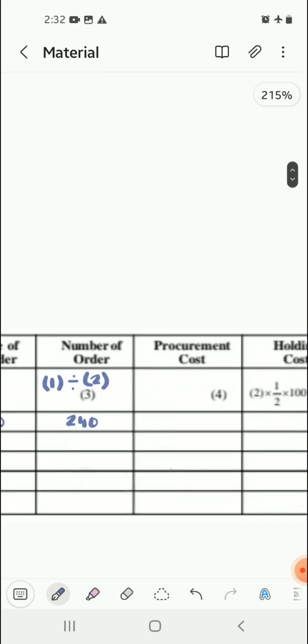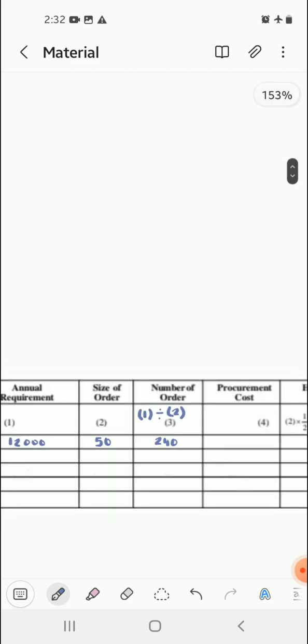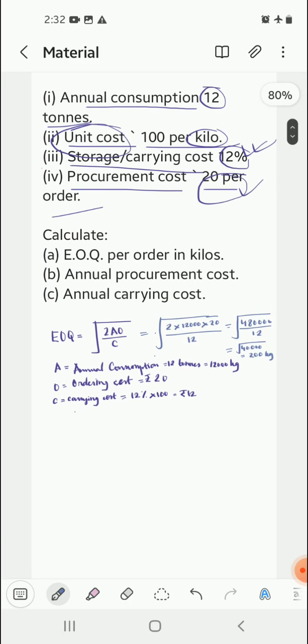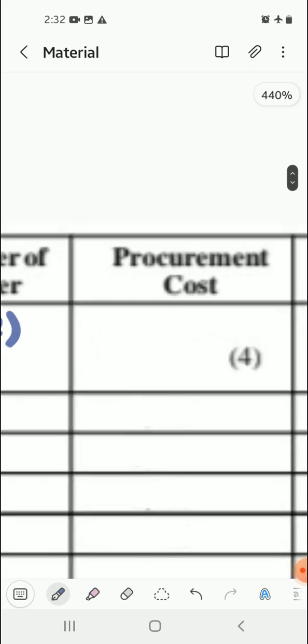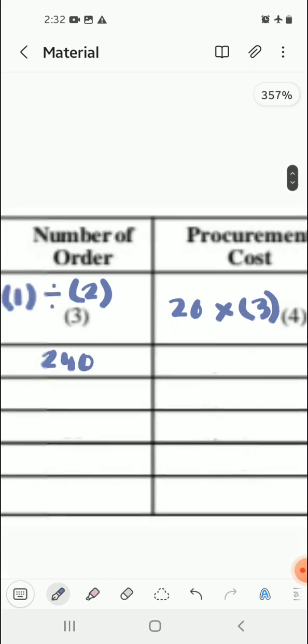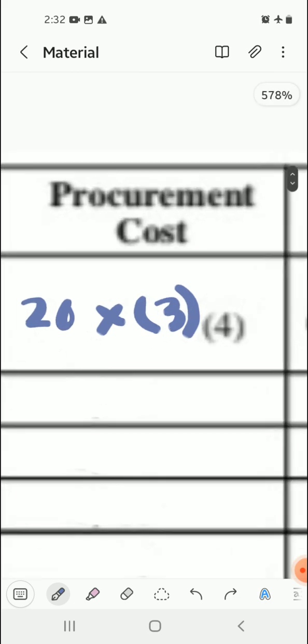Then the procurement cost. For procurement cost, we have to multiply and find the answer. The procurement cost was given as 20 rupees per order. See, it was already given, rupees 20 per order. So the number of orders is 240 and procurement is 20. So 20 into whatever is there in column number 3, that is 240 into 20. That would be 4,800 simply.